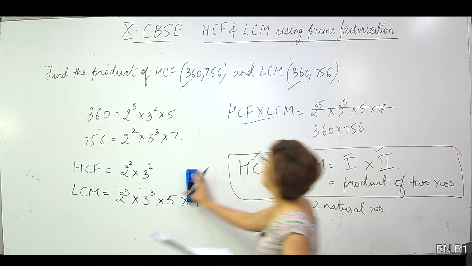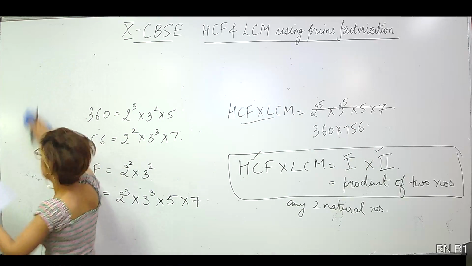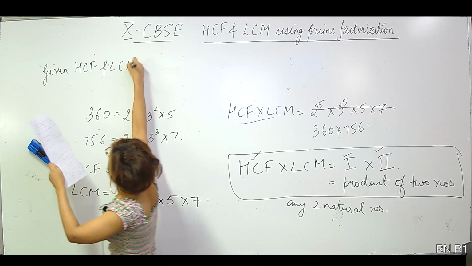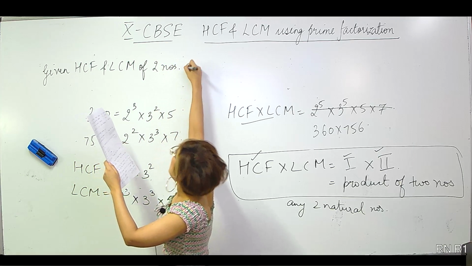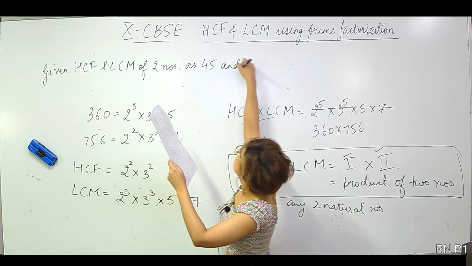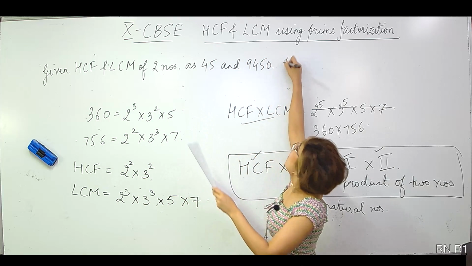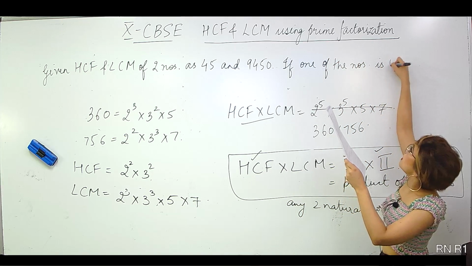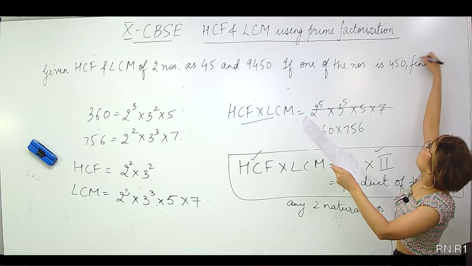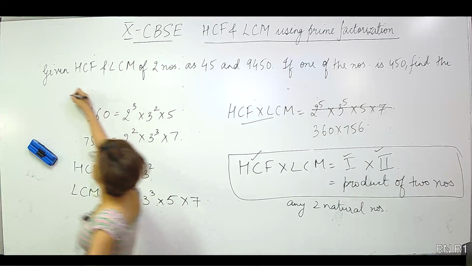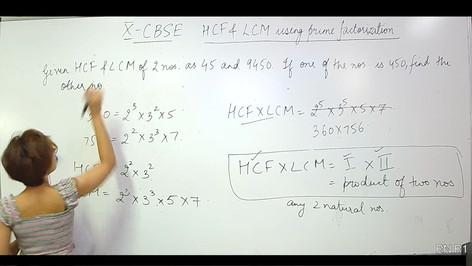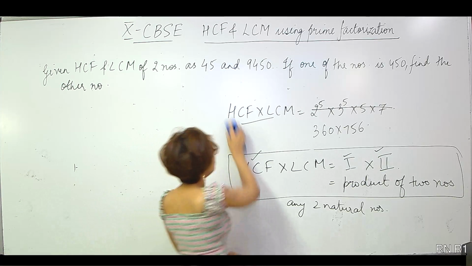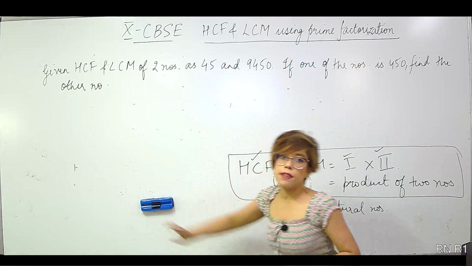Now, write down one question. Given HCF and LCM of two numbers as 45 and 9450, if one of the numbers is 450, find the other number. I think the answer is there. You can clearly see it. We'll use this thing only. I think sufficient time, right?